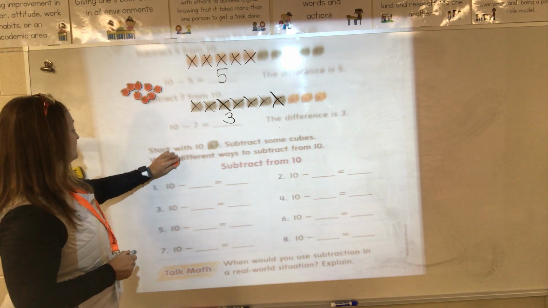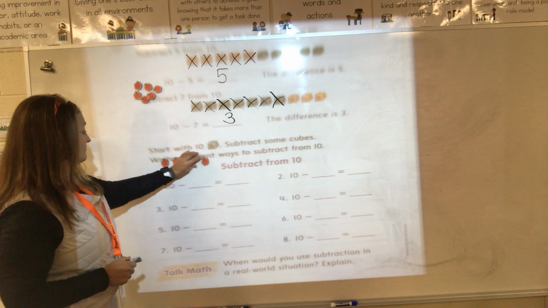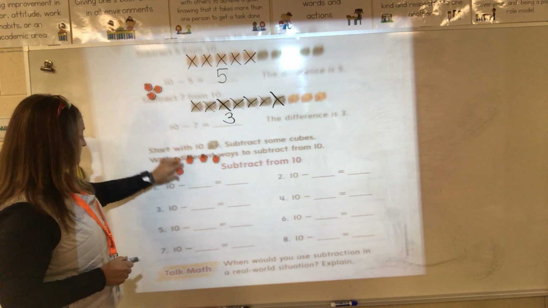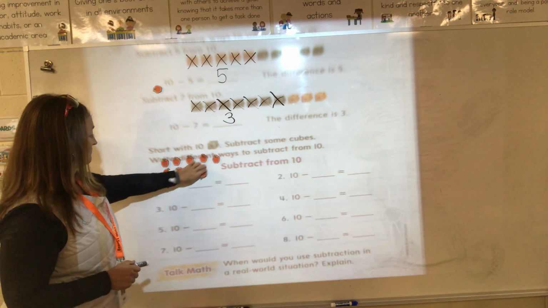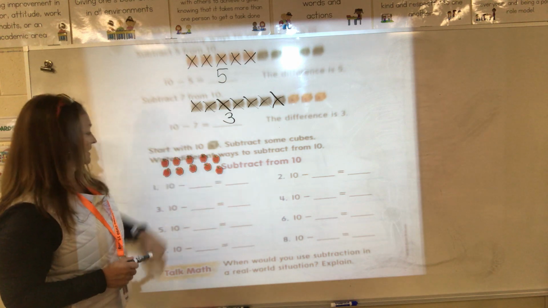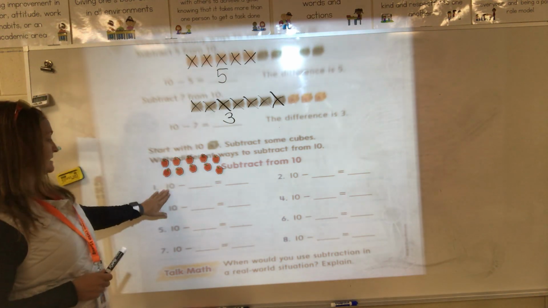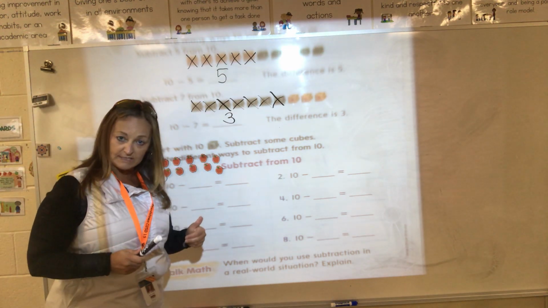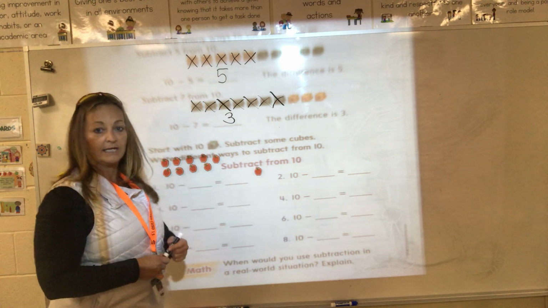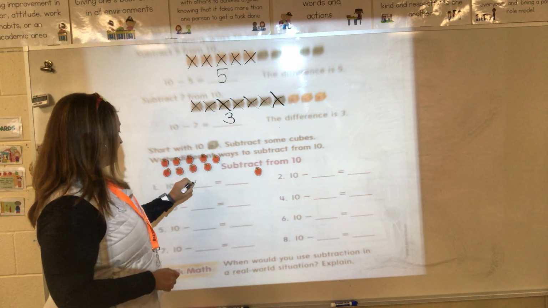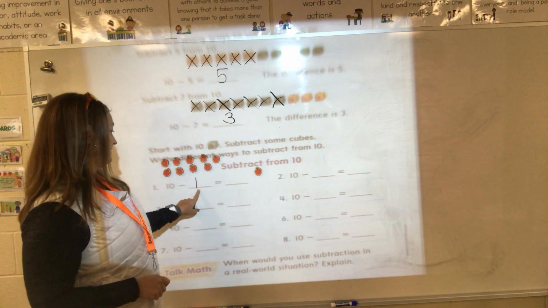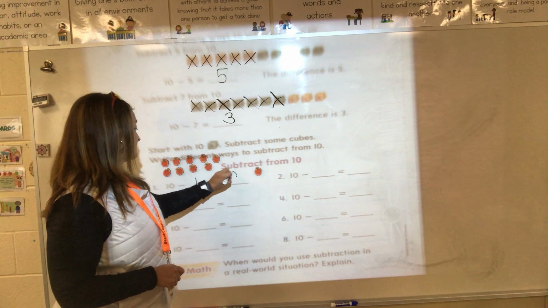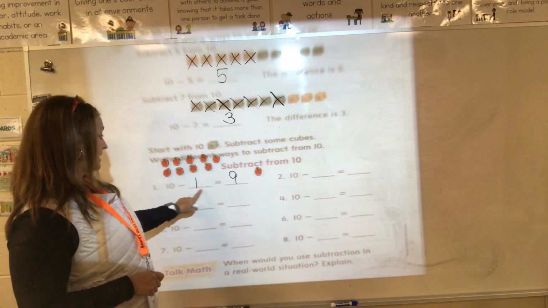So if I have my 10 counters here, my first one says 10 minus, how many do I want to take away? Well, let's just keep them in order because that makes it easiest. What if I just take 1 away? 10 minus 1 leaves me 5, 6, 7, 8, 9. That gives me 9. So 10 minus 1 is 9.